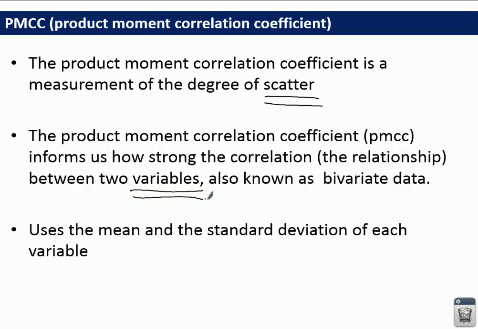This is also known as bivariate data. And it uses the mean and standard deviation of each variable.